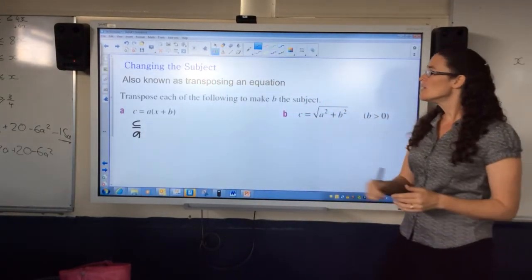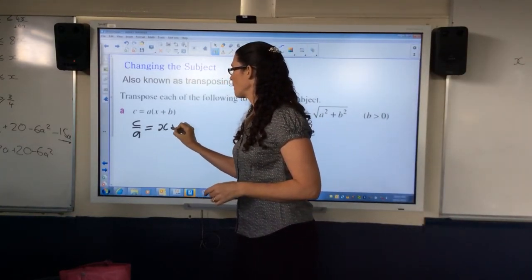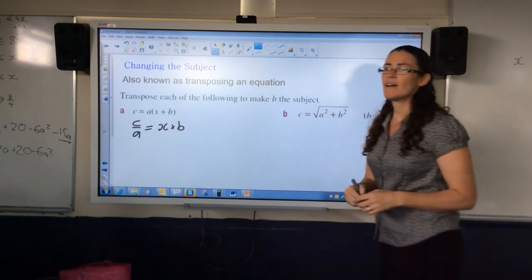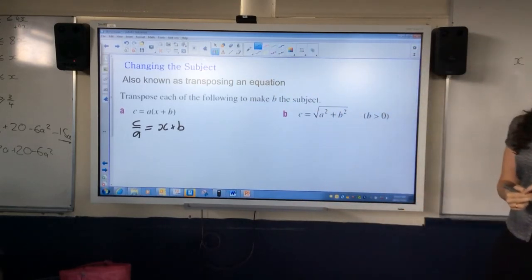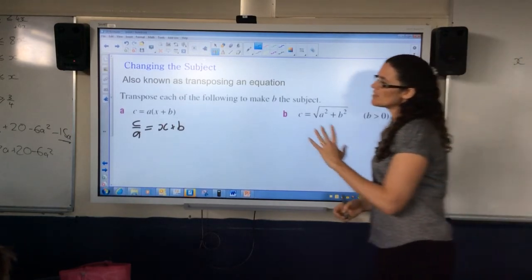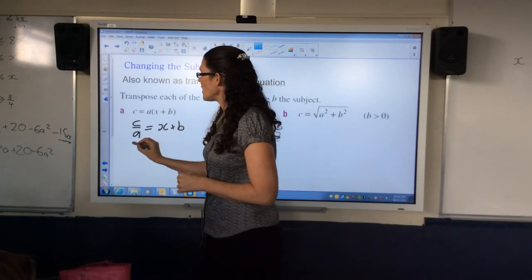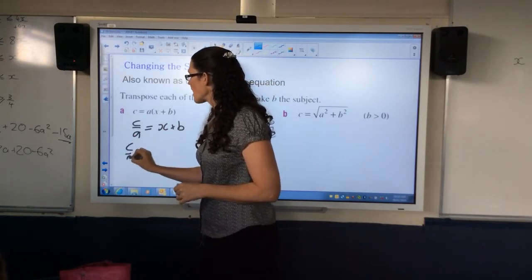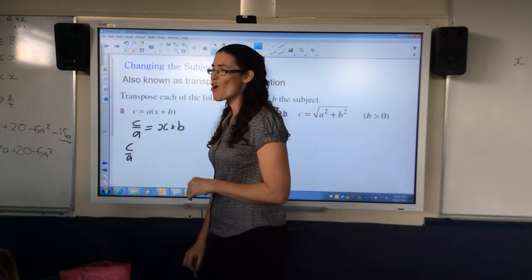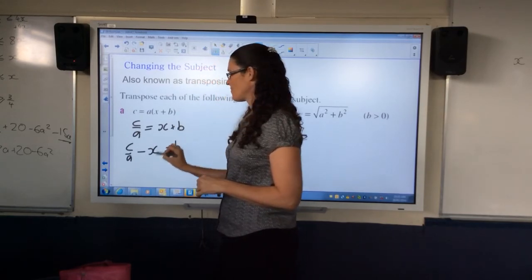So on this side, I'm now just left with X plus B. I want the X on its own, so I'm going to subtract the X. On this side, I can't combine them because they're all just letters. So I'm going to have C over A minus X equaling B.